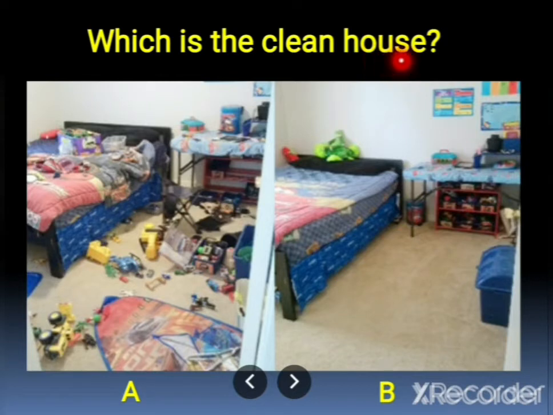Which is the clean house? Option A or option B? Great, very good. Option B. In option A, the house looks very unclean. The things are kept on the floor. It is not arranged properly. But in house B, it is very clean and the things are arranged properly.